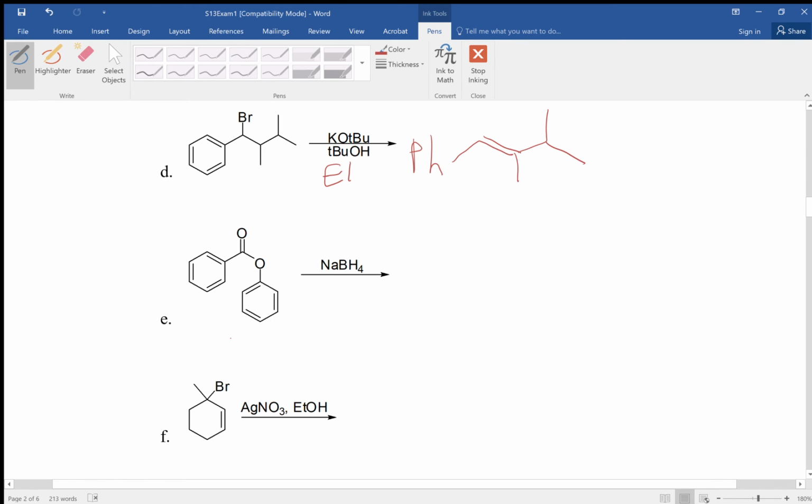Part E is another reduction, but this time we have sodium borohydride, which is the weaker of our two reductants that we've learned about. And esters, we've also learned, are the harder functional group to reduce. So aldehydes and ketones we can reduce with any of our hydride reagents, but things like esters require stronger reducing agents. And in general, sodium borohydride is not strong enough to reduce an ester.